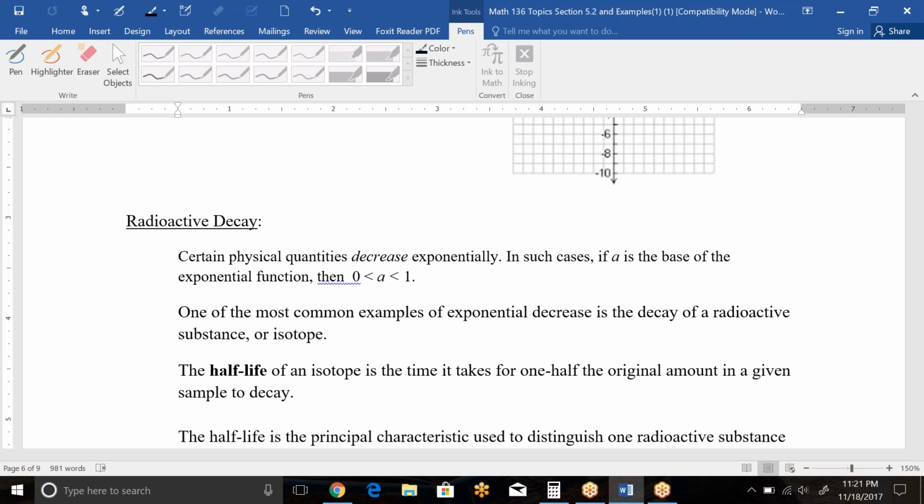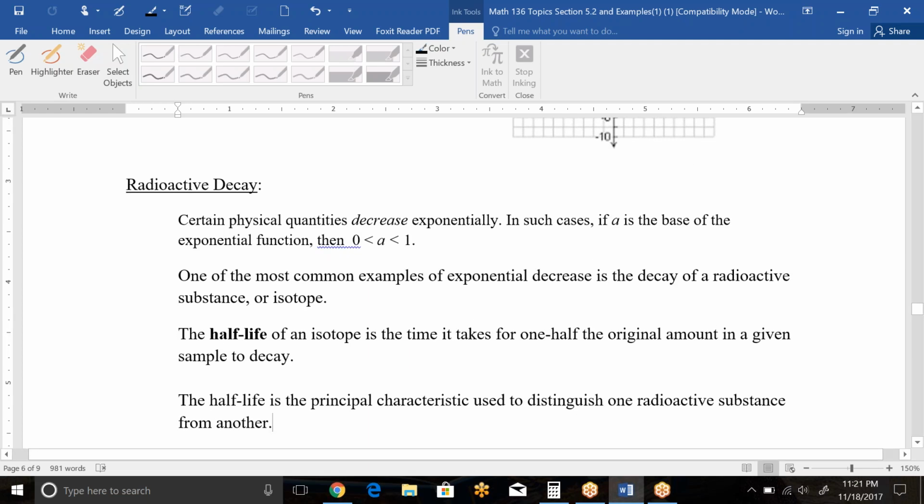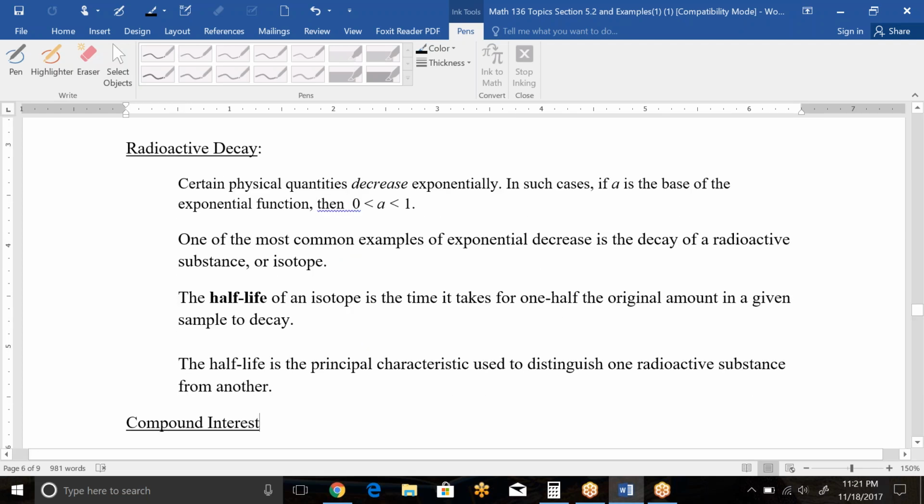So radioactive decay and compound interest are 2 applications we're going to use a lot for this unit. Certain physical quantities will decrease exponentially. In such cases, if a is the base of the exponential function, then 0 to 1 is the base. So we know it's a decaying function if it is between 0 to 1 and the exponent is positive x. Or you can sometimes just tell this if the exponent's negative. Sometimes that will also tell you, oh, this is a decay function.